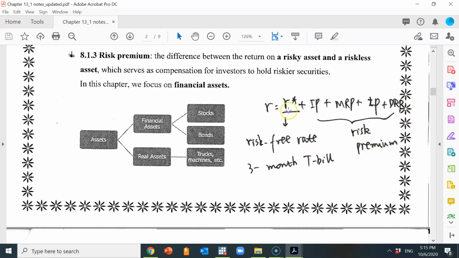Okay. R star is the risk-free rate for a riskless asset. R is the return for the risky asset, the bond. So the difference between these two is going to be the other risk premiums. We add it to the risk-free rate so we can calculate the return of the risky asset. Okay, and we're going to apply this type of method to any assets. And here we're going to focus on financial assets.